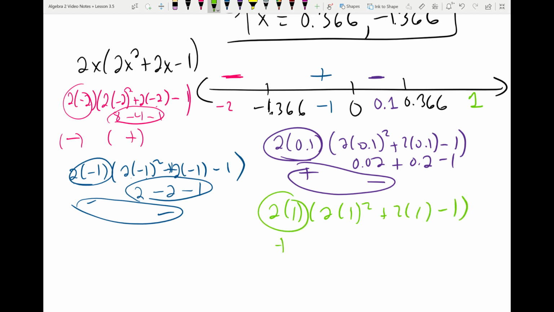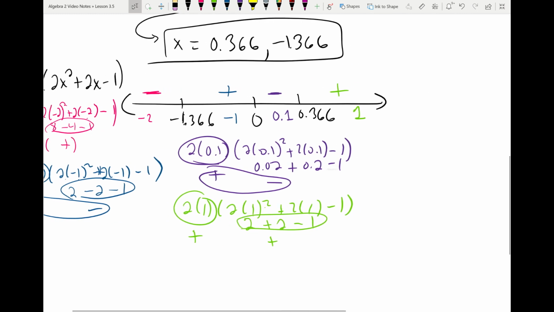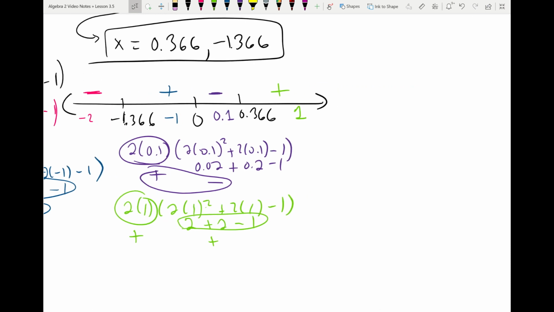So this is going to be positive. This is 1 squared times 2, which is 2. 2 plus 2 minus 1 is going to be positive. Positive times a positive is a positive. So now we have the intervals of increase and decrease. So now we can make a quick sketch of this graph.